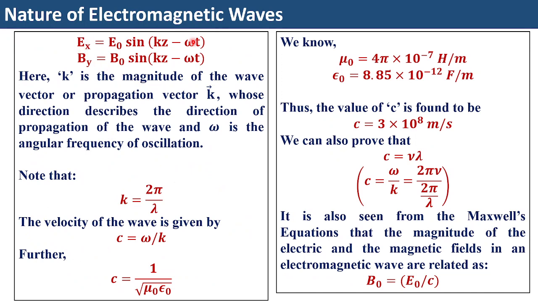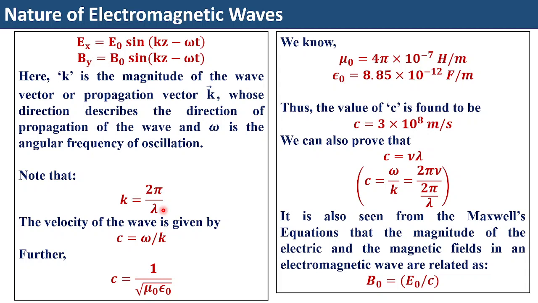So now we have these two expressions here. This k is known as the wave vector, or rather the magnitude of the wave vector, or the propagation vector k. Now, what is a propagation vector? It's a vector which describes the direction of the propagation of the wave, and omega is the angular frequency of oscillation. Now, note that k happens to be equal to twice pi by lambda.